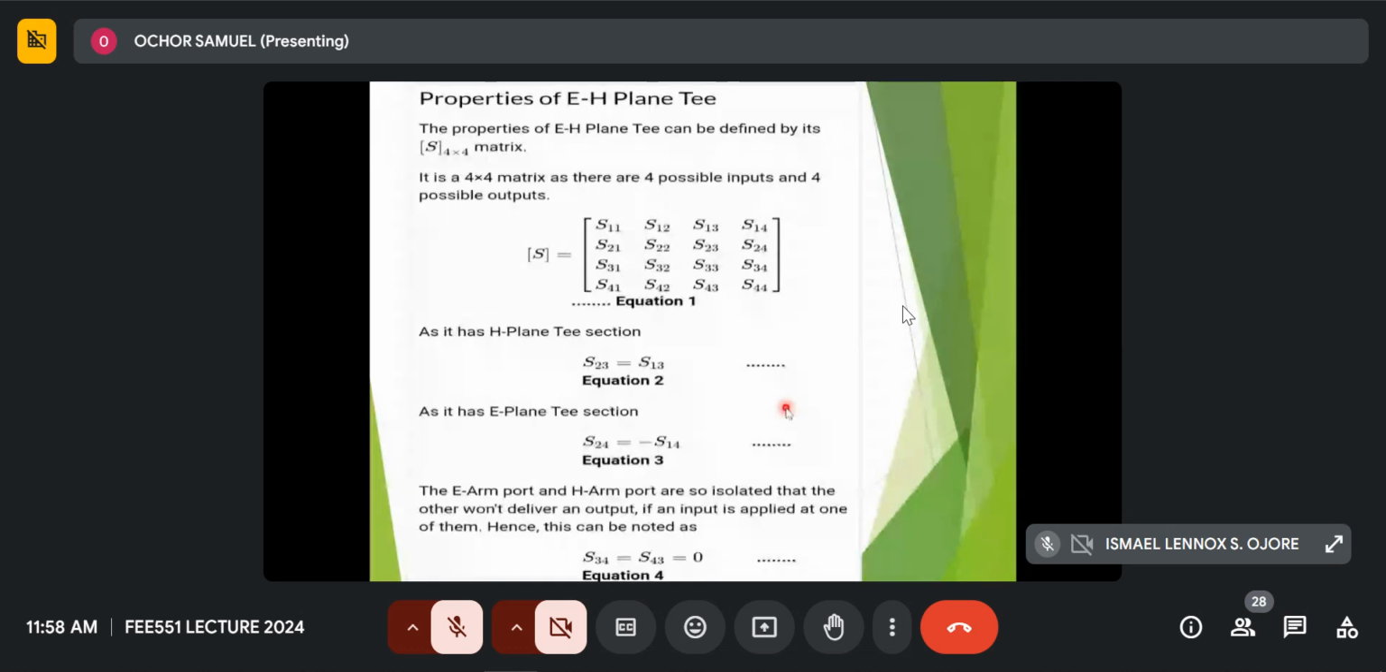Then coming to equation 4, the E arm port and the H arm port are isolated such that they cannot have output at the same time. If the output of one is used as the input, the other one is isolated. It is zero. If 4 is used as the input, output at 3 will be 0, and if 3 is used as the input, output at 4 is going to be 0. So that one again eliminates two terms in the matrix, as S31 is equal to 0. That is equation 4. Next.